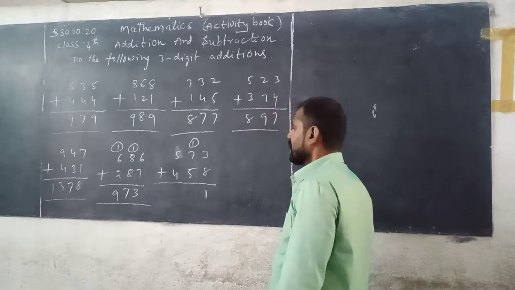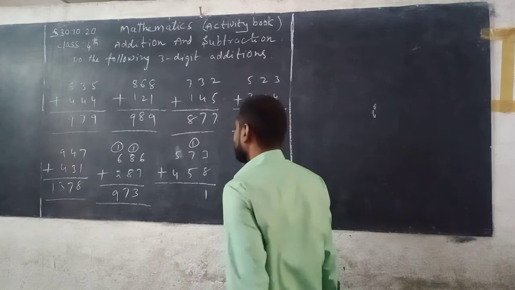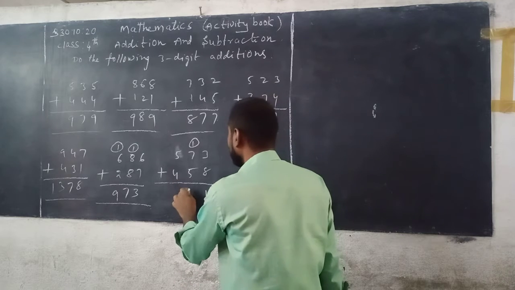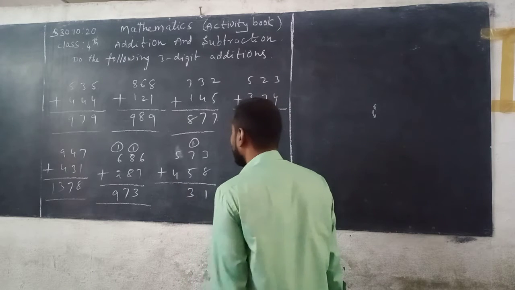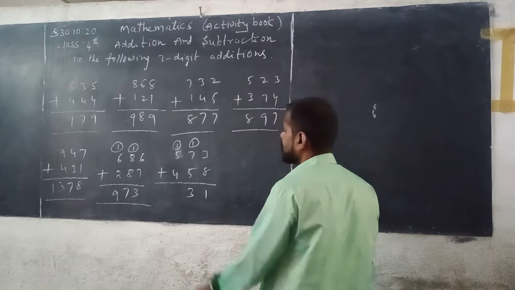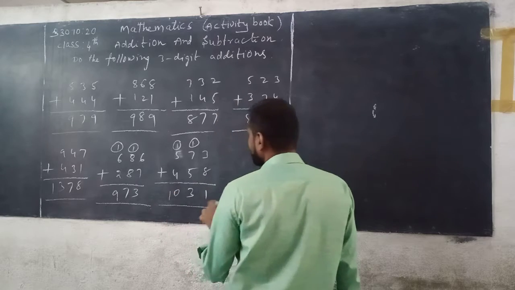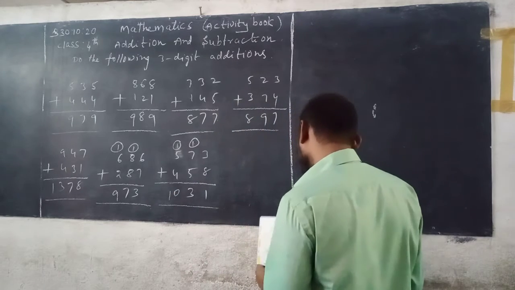Now here we add the digits in tens place. 1 plus 7, 8. 8 plus 5, 13. Here 3 taking, write down in tens column and 1 is carrying in hundreds place. Now next we add the digits in hundreds place. That is 1 plus 5, 6. 6 plus 4, 10. You can write the total sum is equal to 1,031.